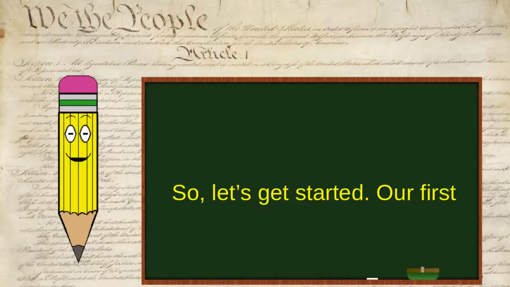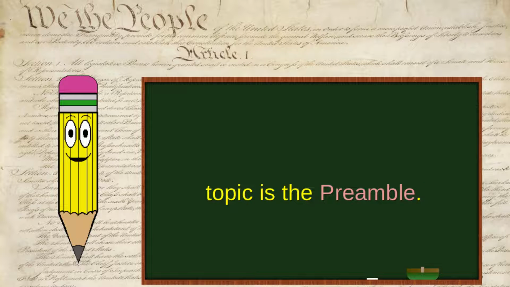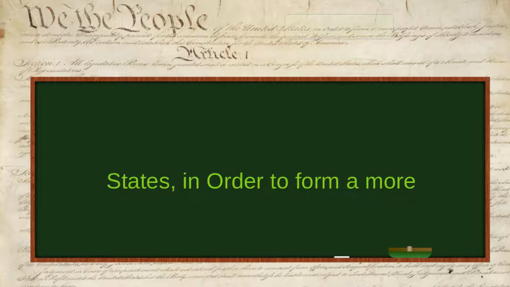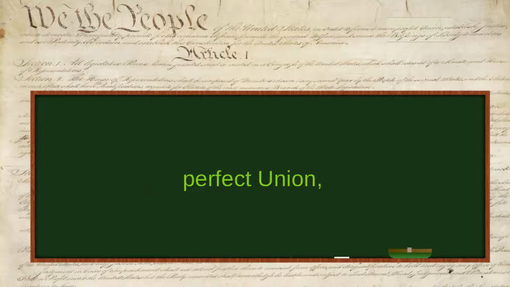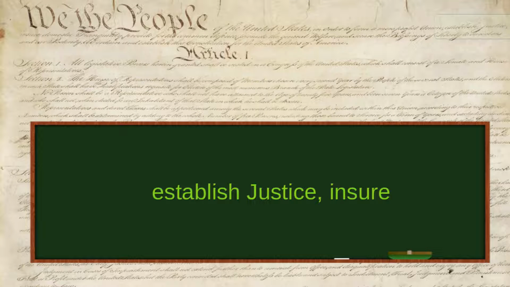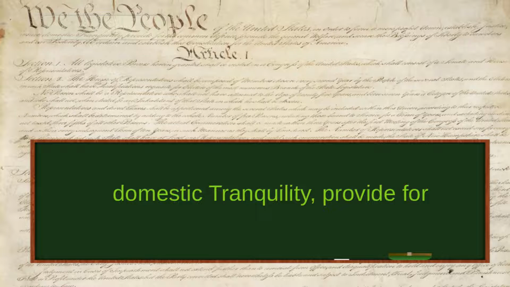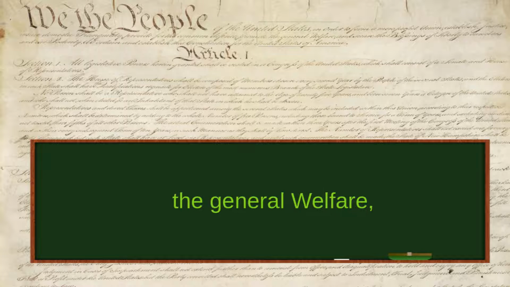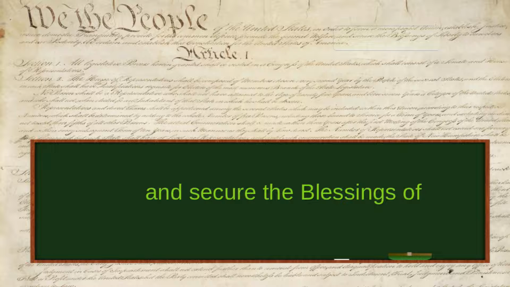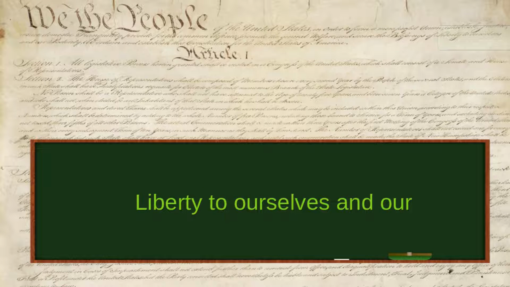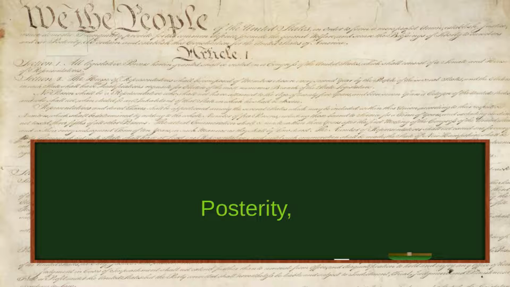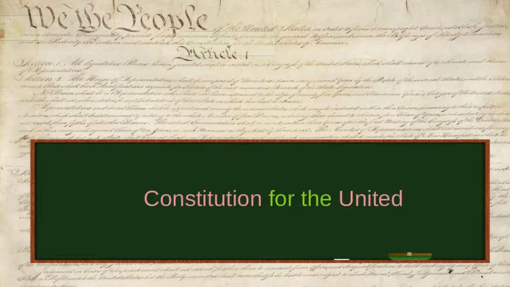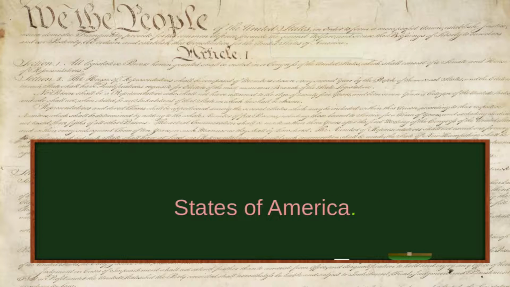So let's get started. Our first topic is the Preamble. We, the people of the United States, in order to form a more perfect union, establish justice, ensure domestic tranquility, provide for the common defense, promote the general welfare, and secure the blessings of liberty to ourselves and our posterity. Do ordain and establish this Constitution for the United States of America.